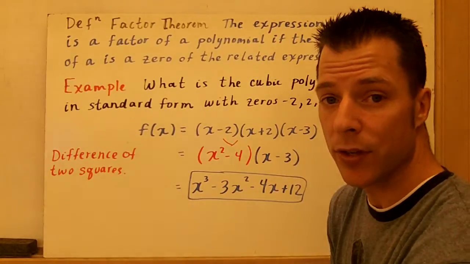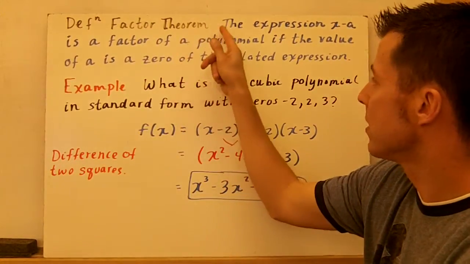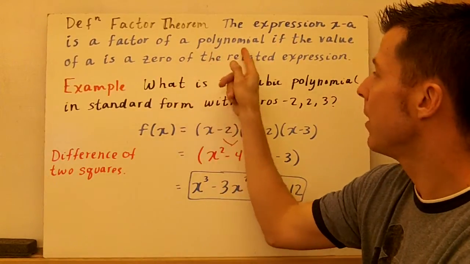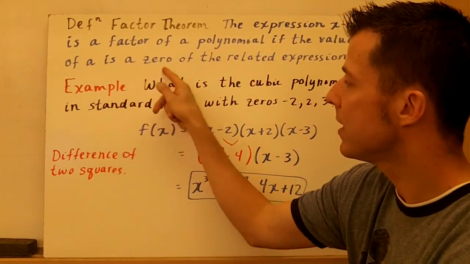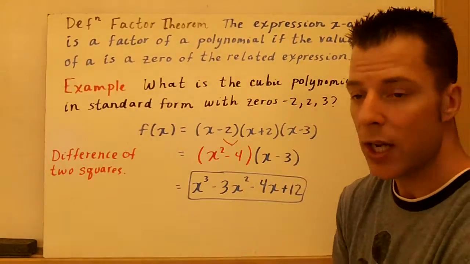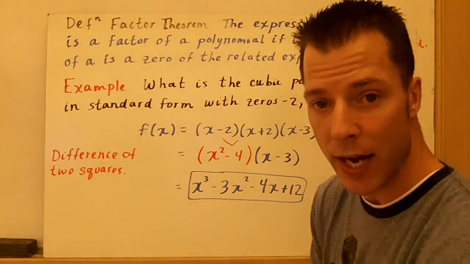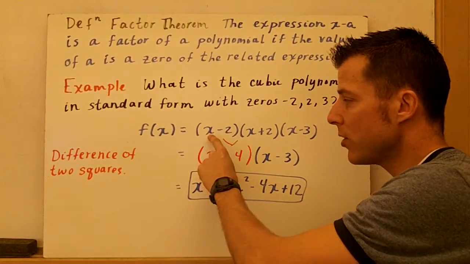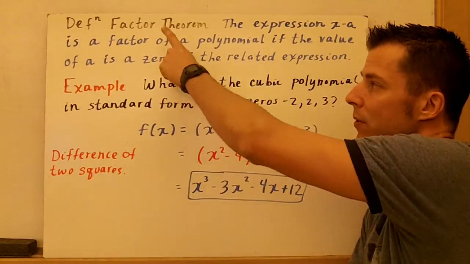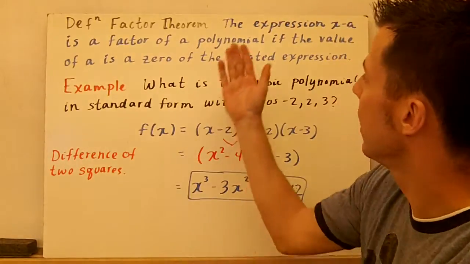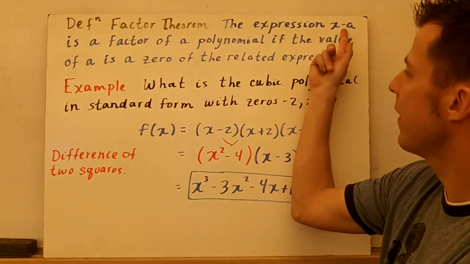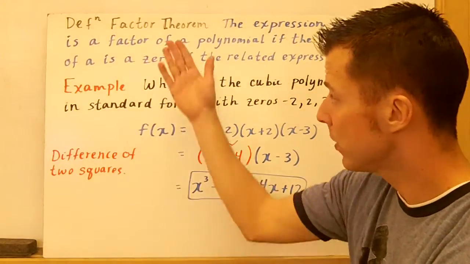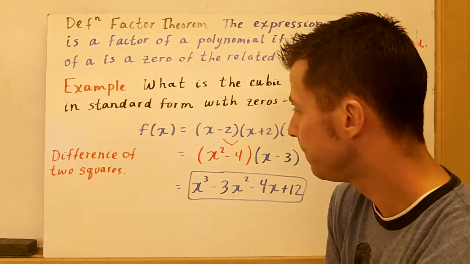Now, the factor theorem. What the factor theorem tells us is the expression x minus a is a factor of a polynomial if the value of a is a zero of the related expression. Meaning, if I plug in a number, I get 0. So if I wanted to plug 2 in here, I'd get 2 minus 2, that would be 0. That's what the factor theorem is telling us: if this is a factor, and I plug a into that factor, I should get 0.